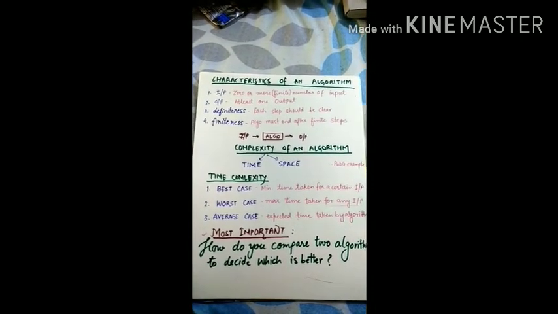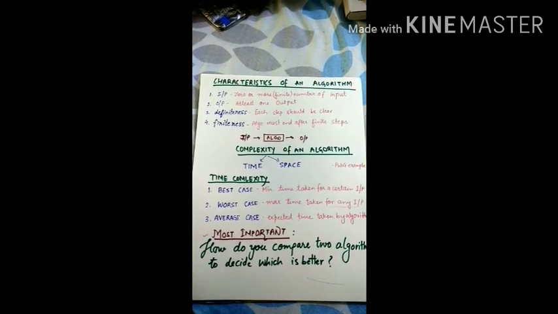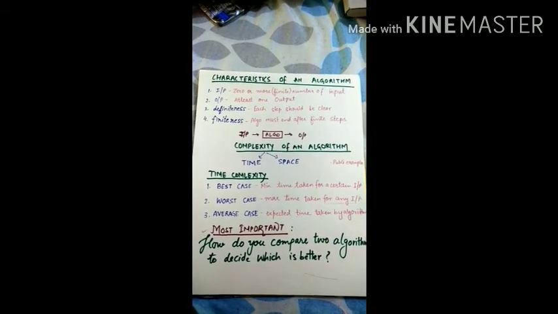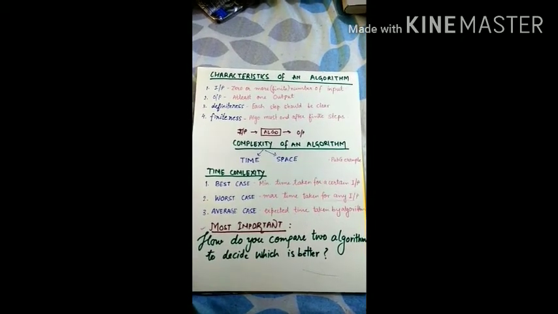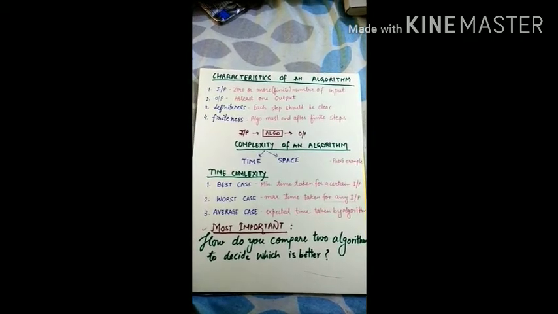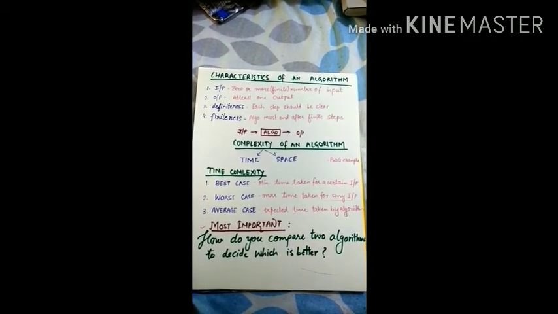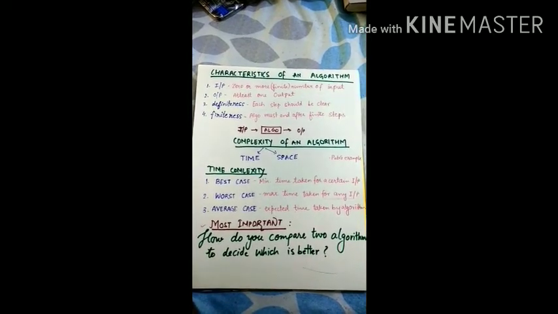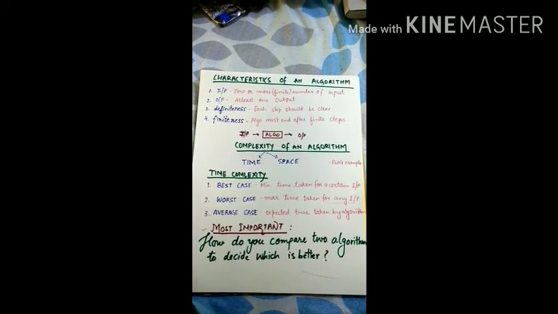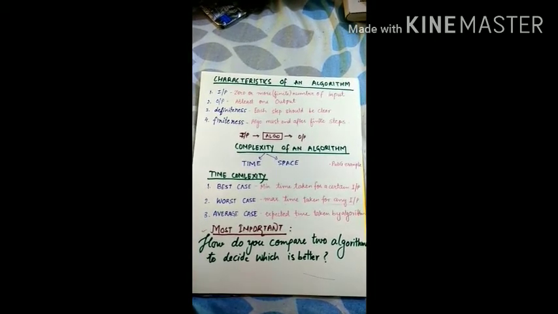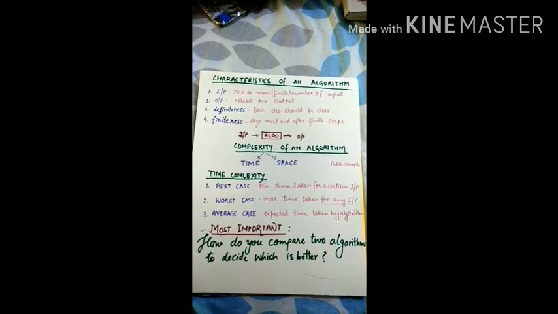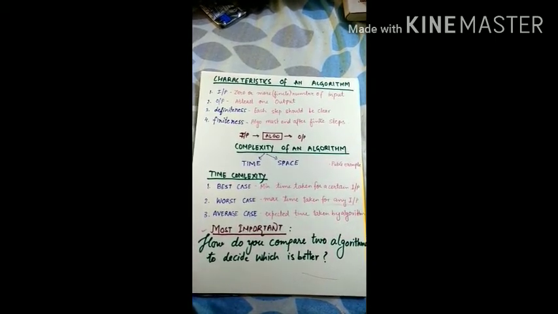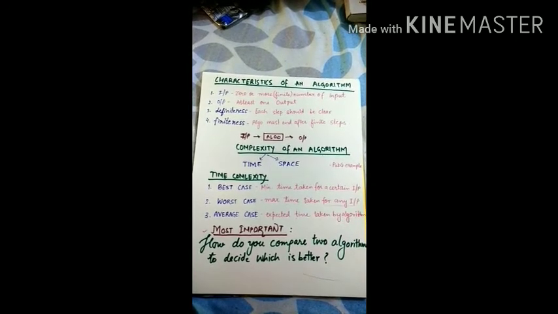Third is definiteness. Definiteness means each step of the algorithm should be clear. And the final characteristic is finiteness. That is, the algorithm should stop after following a certain number of steps. That is, an algorithm must come to an end. And finally, it should give us an output. These are the characteristics of an algorithm. That is, it may or may not have an input, but the number of inputs should be finite, like 10 inputs or 20 inputs, or any finite number. It should produce an output, each step should be clear, and the algorithm must end.